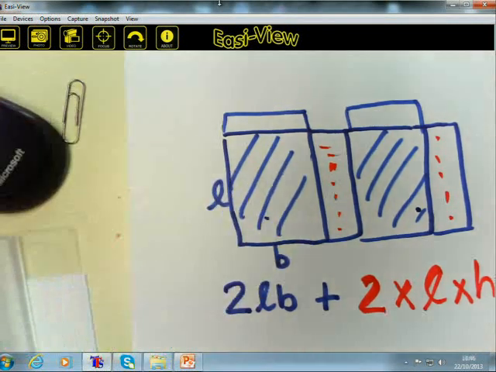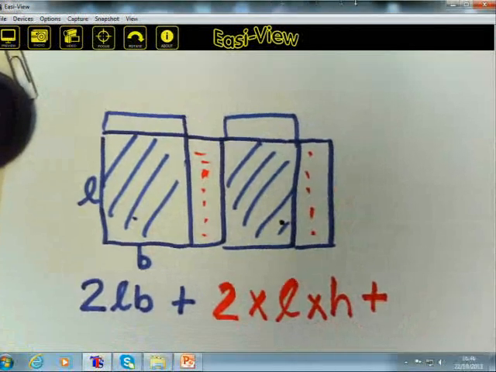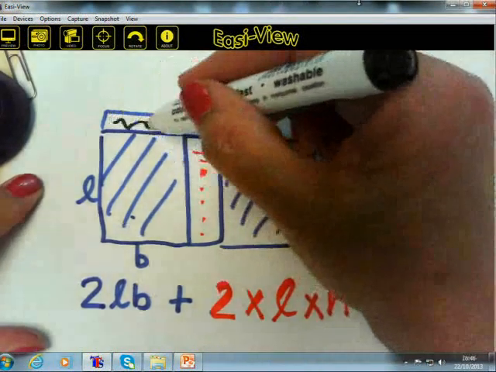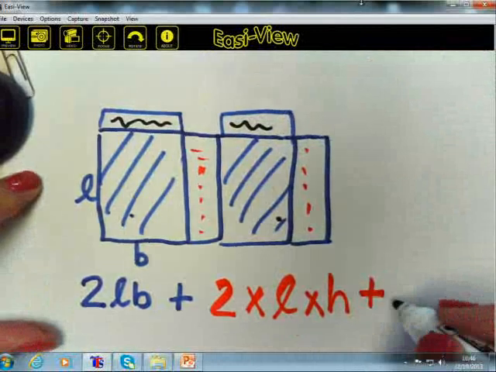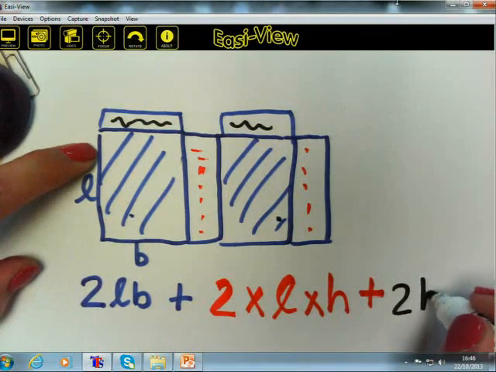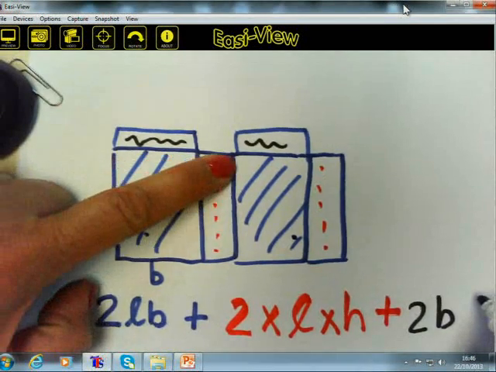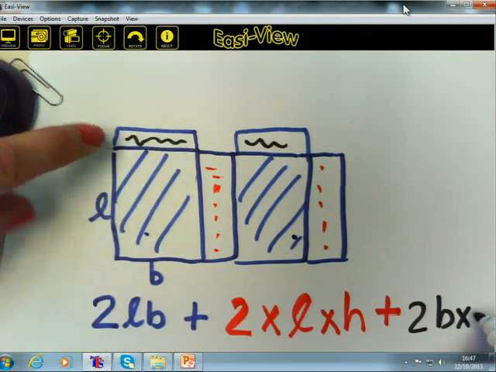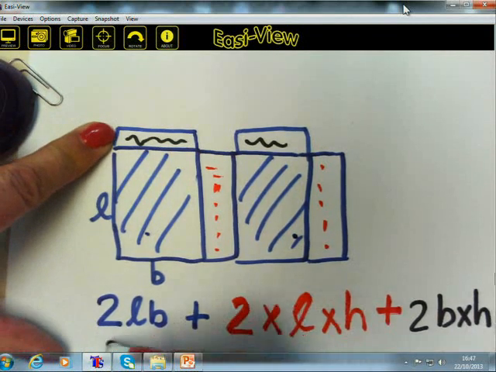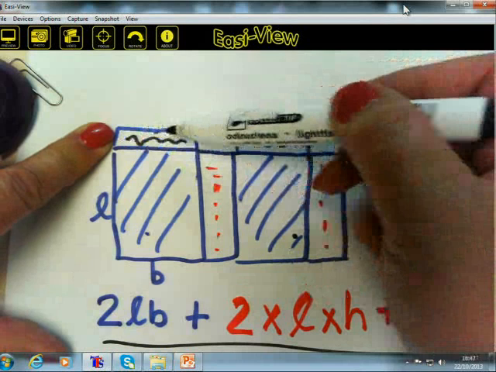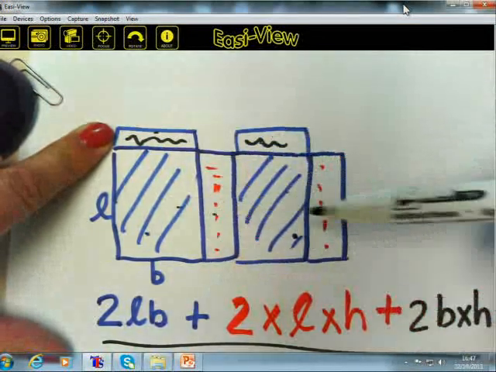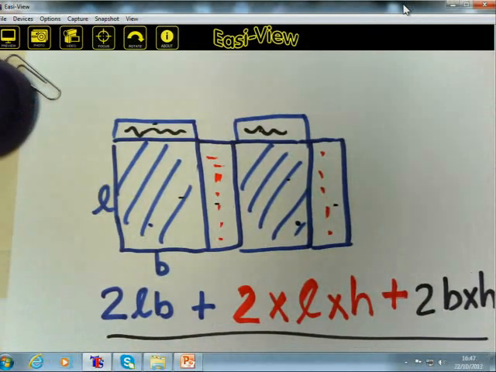Plus, look at the next one. This part and that part, there are 2 of those. That is the breadth times the height there. And that's where we get the formula. 2 of those, and 2 of these ones.